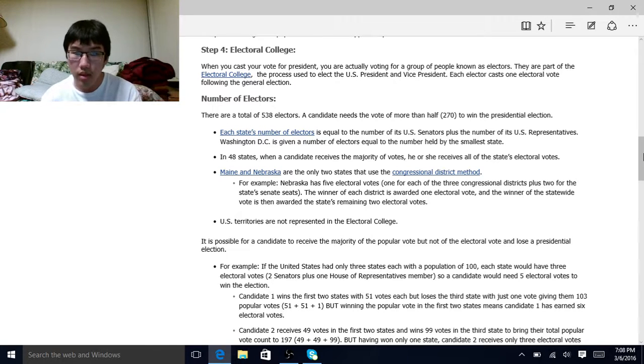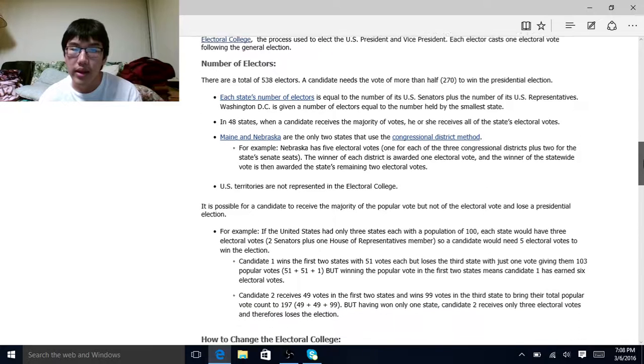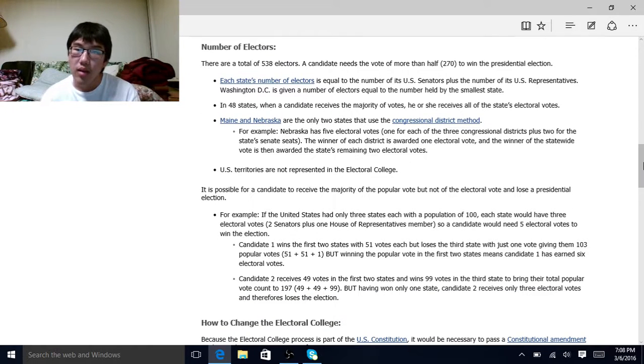There are a total of 538 electors. A candidate needs the vote of more than half to win the presidential election. So out of the 538 electors, a person needs 271 or more electors to vote for them in order to become president. Each state's number of electors is equal to the number of its U.S. senators plus the number of its representatives. Washington, D.C. is given a number of electors equal to the number held by the smallest state.